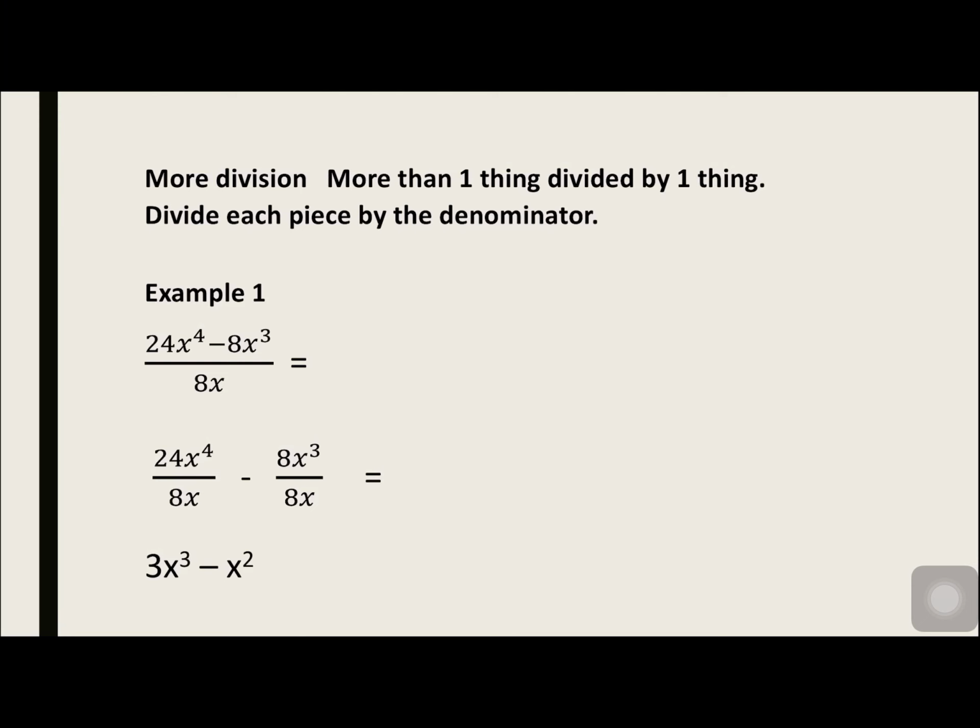24 divided by 8 is 3. Subtract your exponents. 4 minus the understood 1 is 3. For the second part, 8 divided by 8 will be an understood 1. Subtract the exponents. 3 minus the understood 1 is 2.